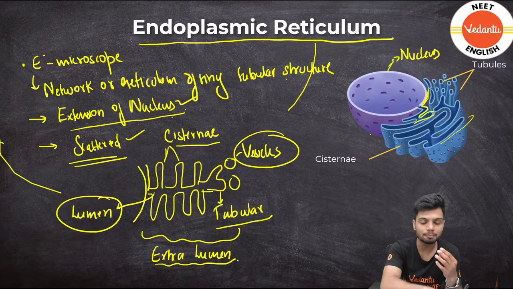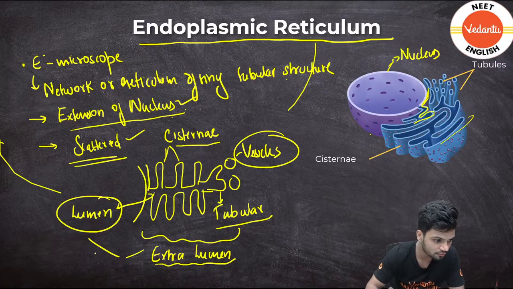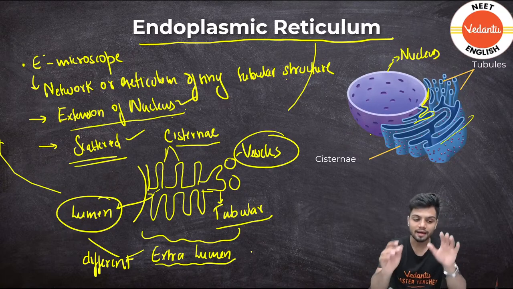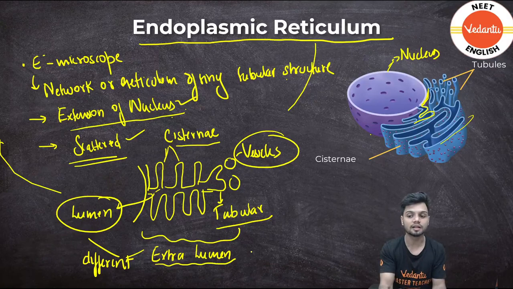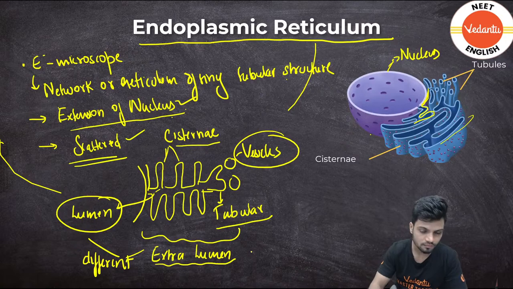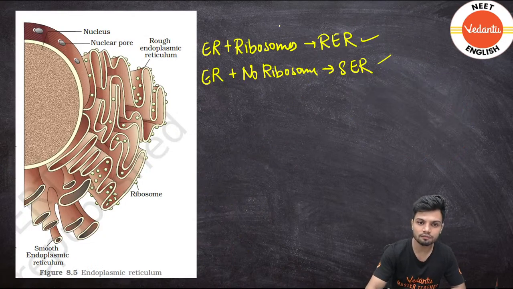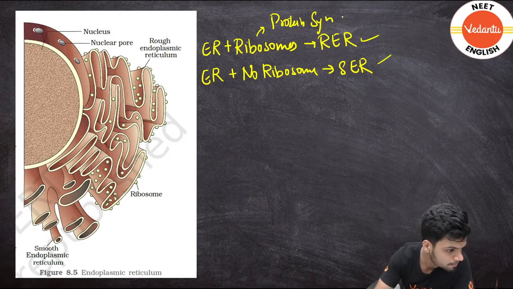Now this inside part and outside part are extremely different from each other. Function-wise also extremely different. Clear? When I told you about your rough endoplasmic reticulum, they are involved in protein synthesis. Protein synthesis. Clear?